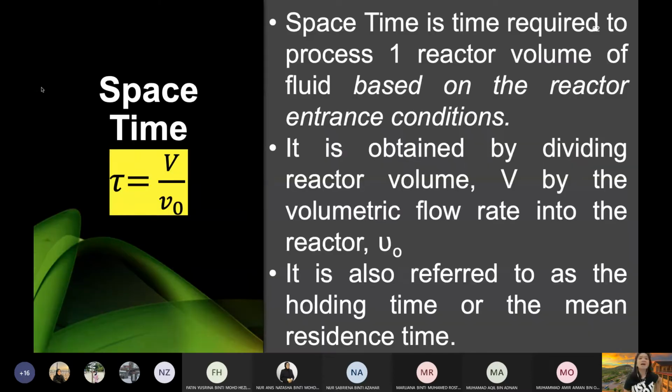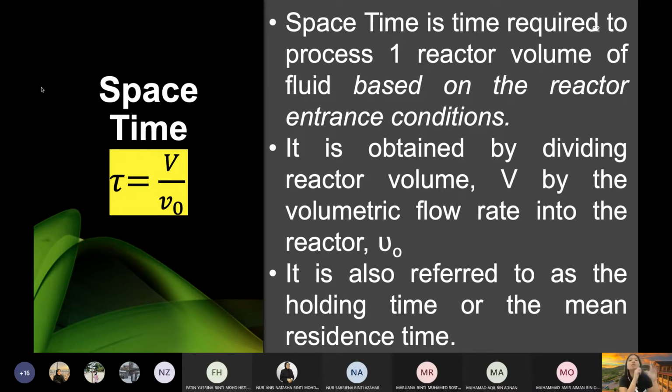A very little part on space time and space velocity, which you will see a lot later in your lab as well. We will talk about space time, we will talk about residence time, and so on. But first, let's understand what space time means. First thing first, when we talk about space time or space velocity, this is for continuous systems. For batch reactors, you notice I haven't talked about batch reactors yet. For batch reactors, we always talk about reaction time.